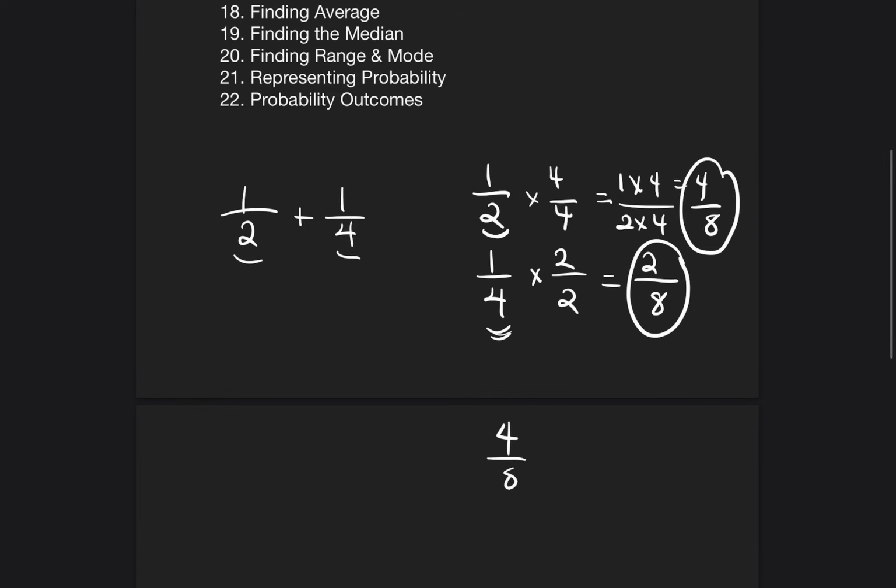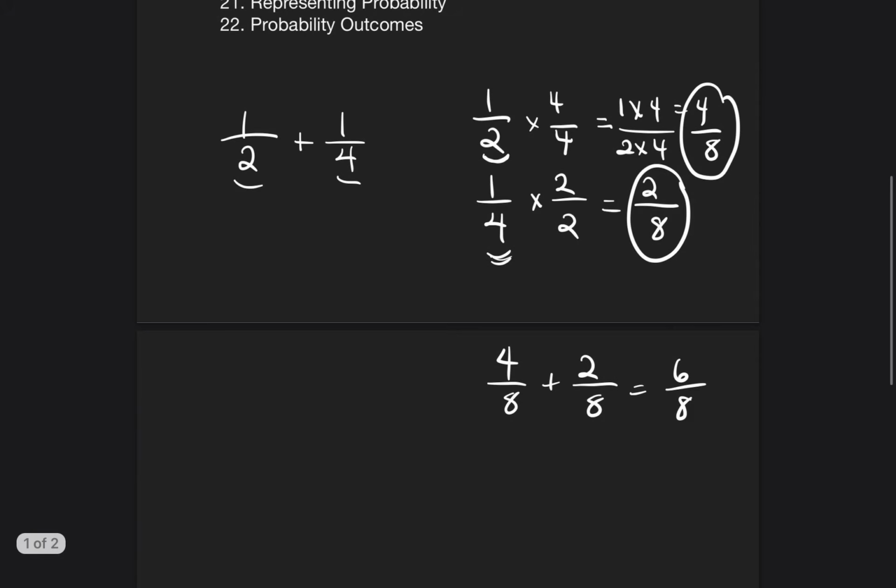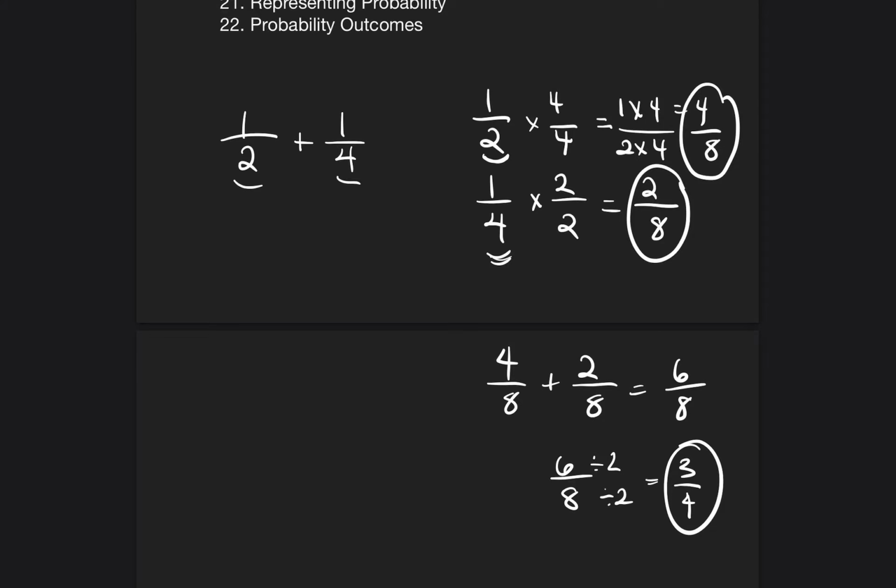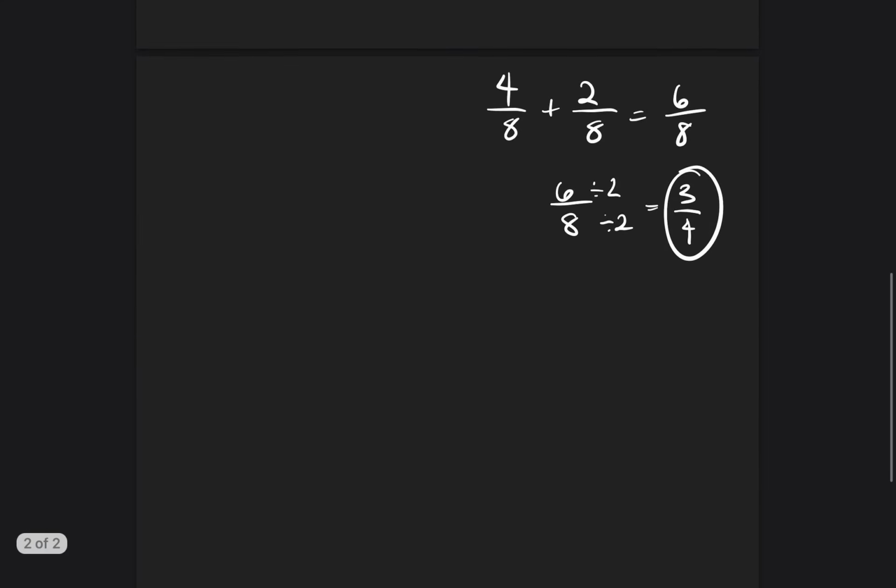So 4 over 8 plus 2 over 8 is equal to 6 over 8. And if I want to reduce that, I just find a number that goes into both. I'm going to divide by 2, and it'll be 3 over 4. And that is my answer. I'm going to show that to you guys again.